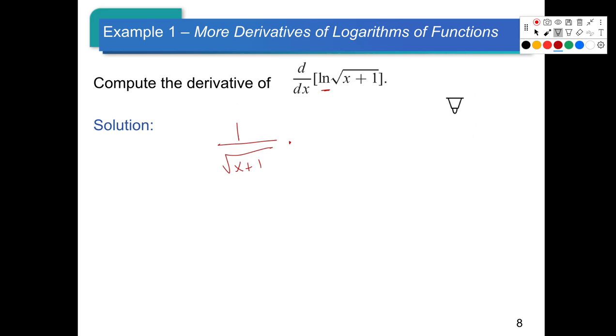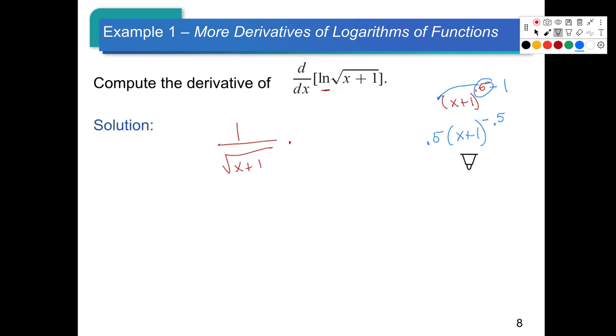Well, what's the inside stuff? It's x plus 1 to the 0.5 power, right? That's a square root. So you see, that's going to be another chain rule because it's got an inside and an outside still. But the inside stuff's very simple. So what's the derivative of this one? Now this is where we take this exponent, it comes down. So it's going to be 0.5 times x plus 1. We subtract 1 from the exponent, so that's going to be a minus 0.5.